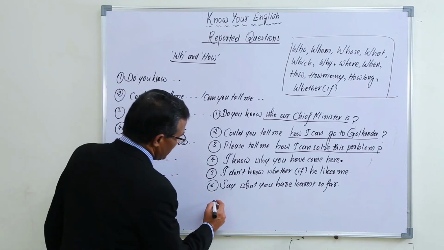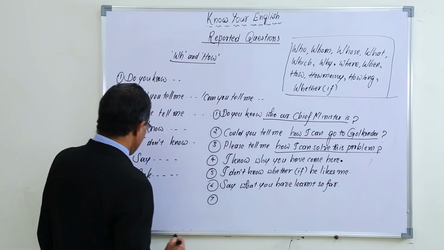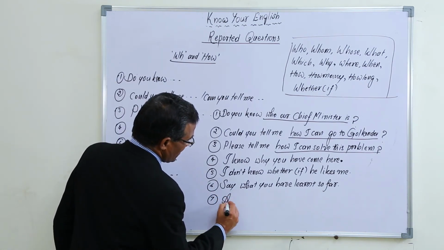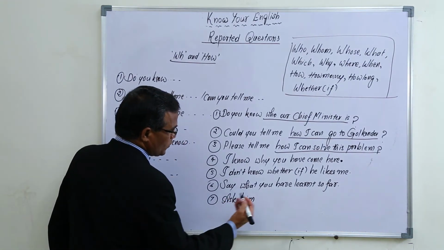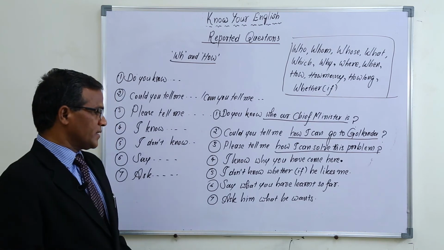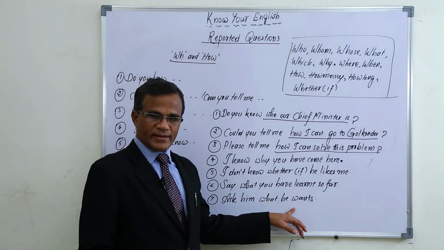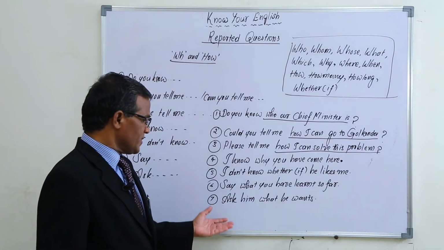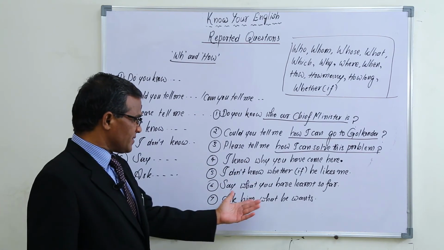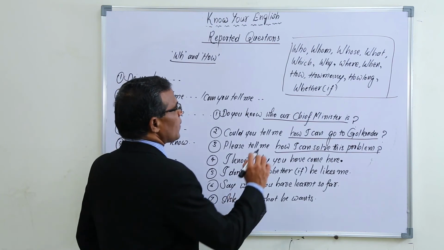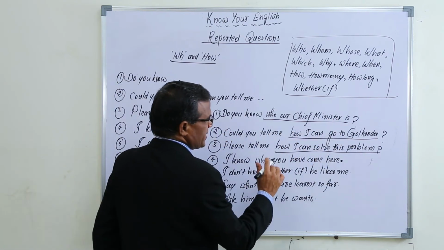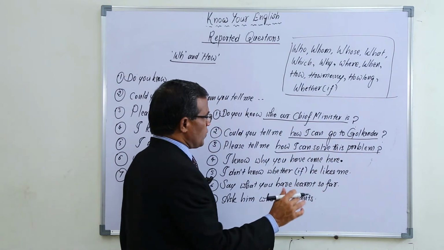So in this way we can frame sentences and ask, for example, ask him, like that we can add also, ask him what he wants. The real question is, what does he want? So when it is a reported question, ask him what he wants. What he wants. So here in all these reported questions, you find subject-verb order.